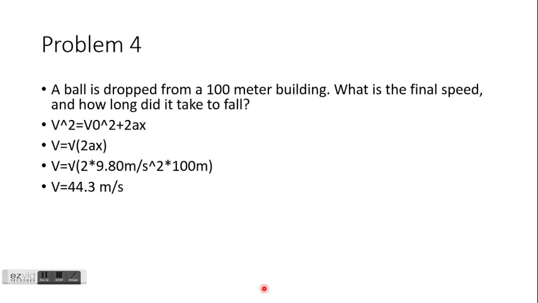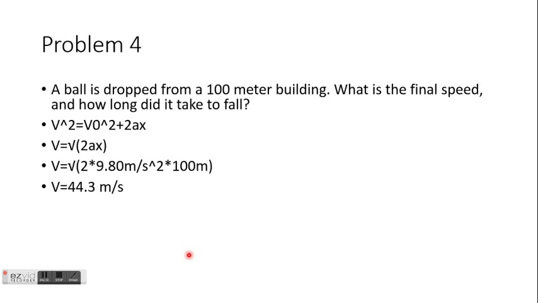An important thing to note is if this had asked for the final velocity instead of speed, you would have had to say 44.3 meters per second down, or negative 44.3 meters per second, because that would tell you that the acceleration is downwards. The velocity is downwards, but this just asks for speed, so you just take the magnitude of the velocity.